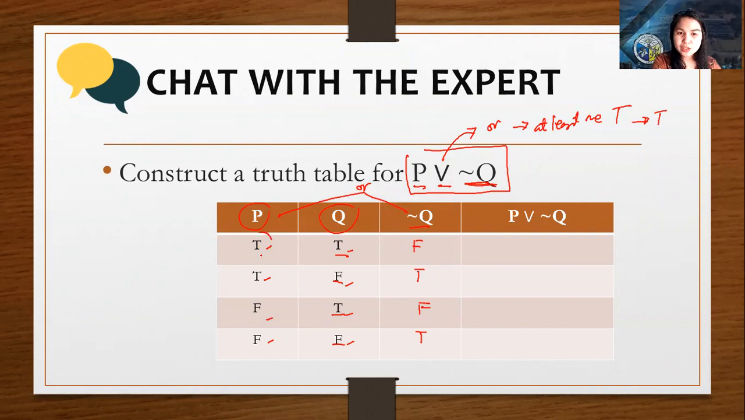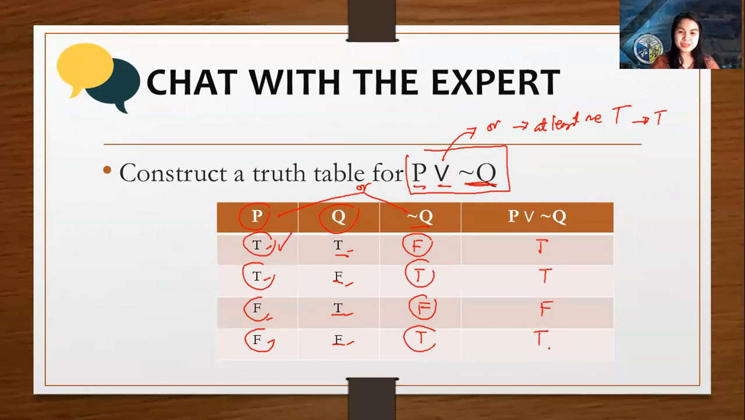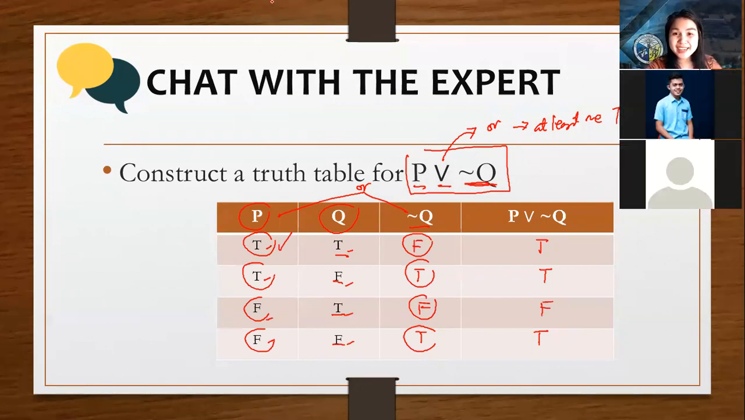So here, true and false, there's one true, so true. True and true, true. False and false, no truth, false. And the last, false and true, that is true. This is our complete truth table now. Questions? Feel free to unmute yourself or to raise your hand.